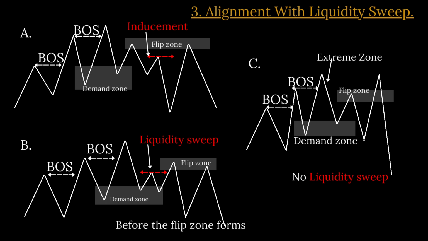3. Alignment with liquidity sweep. A high-probability flip zone typically forms after a liquidity sweep, where the market manipulates stop losses above a resistance or below a support to accumulate orders, ensuring the zone has enough liquidity for a sustained move. And during retests, a secondary liquidity sweep, inducement, or lack thereof, often determines if price respects the flip zone or seeks liquidity at the extreme high-low before reversing.